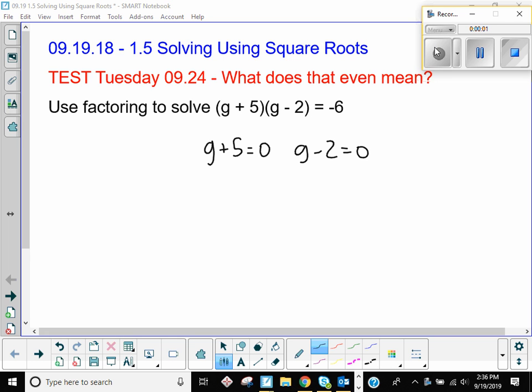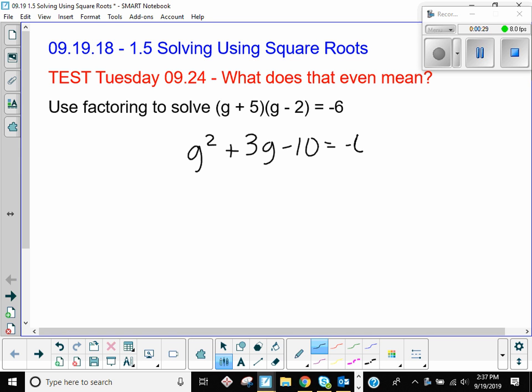Days ago, say for step 1, to move the 6 over, and then step 2, do any FOIL or distributive properties, that's arbitrary. I like to do the FOIL first and then move the 6 over, so that's what I'm going to do. But it doesn't really matter. You'll get the same answer either way. So if I FOIL first, that gives me g squared plus 3g minus 10 equals negative 6.